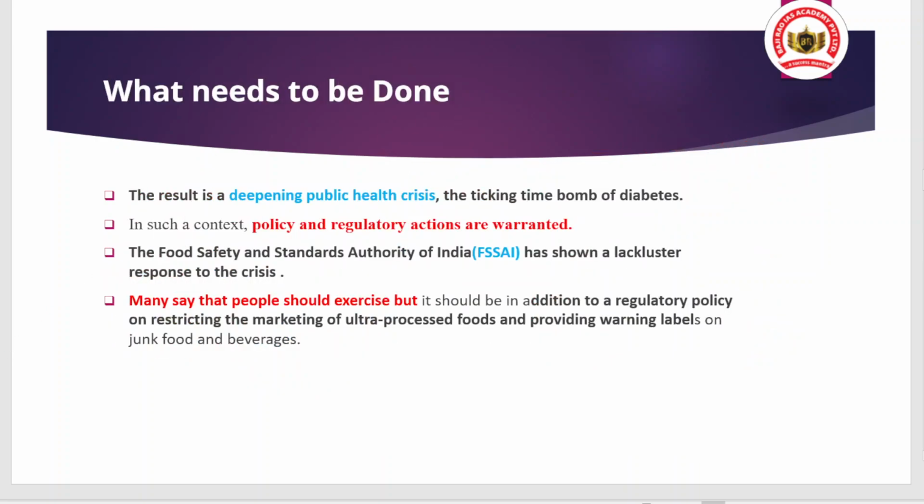And what needs to be done? First of all, the government needs to intervene. There is a need to have a proper fast food regulatory mechanism. Otherwise, there will be a deepening public health crisis. So policy and regulatory actions are needed. Even the Food Safety and Standards Authority of India, the body that regulates food safety and standards, has not performed well. They are not able to deal with the crisis that is increasing due to fast food.